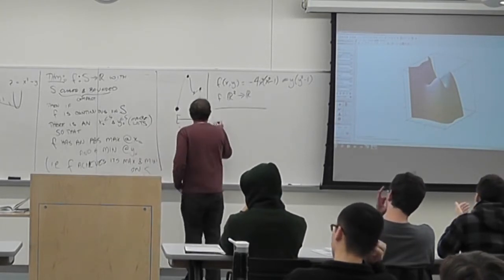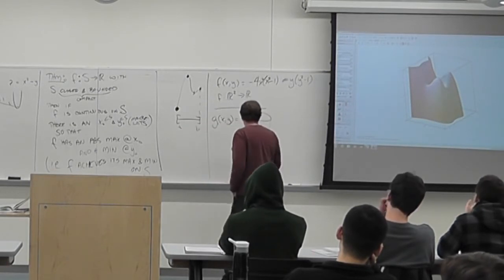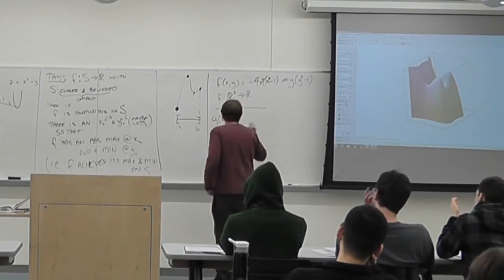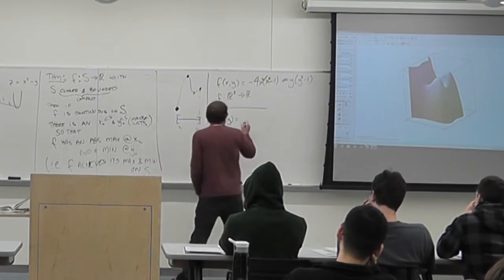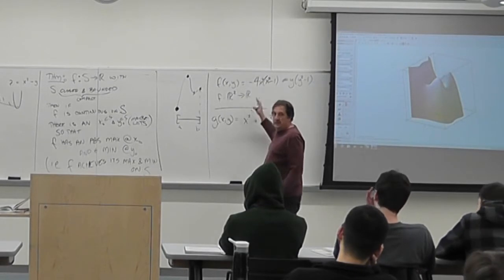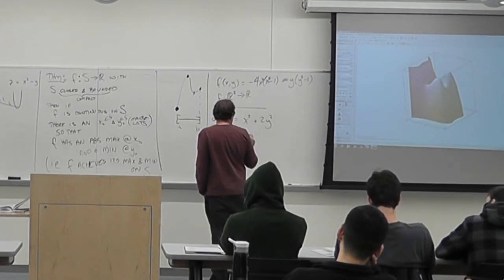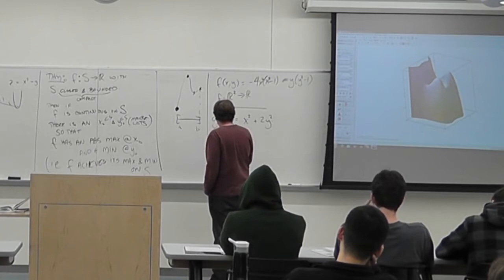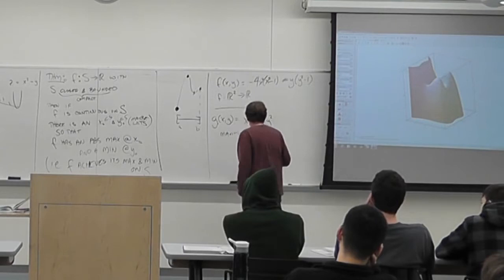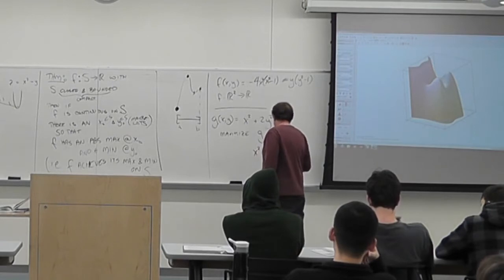Let's take another example, say g of x, y is a nice simple function. Where did I put the 2? I put the 2 on the y. x squared plus 2y squared. I'm keeping these functions relatively simple because I'm going to have to take derivatives and I don't want to work hard. And I want to maximize g over the region x squared plus y squared less than or equal to 1.